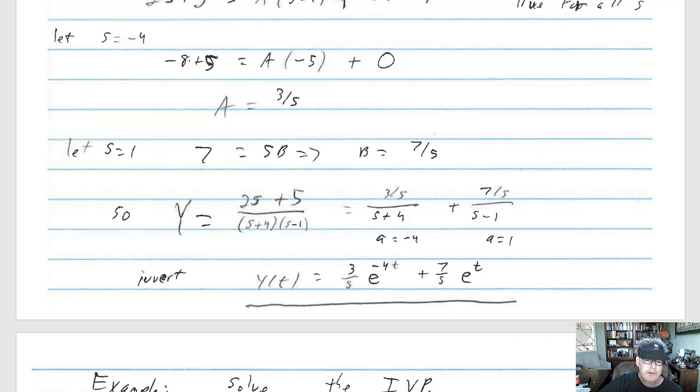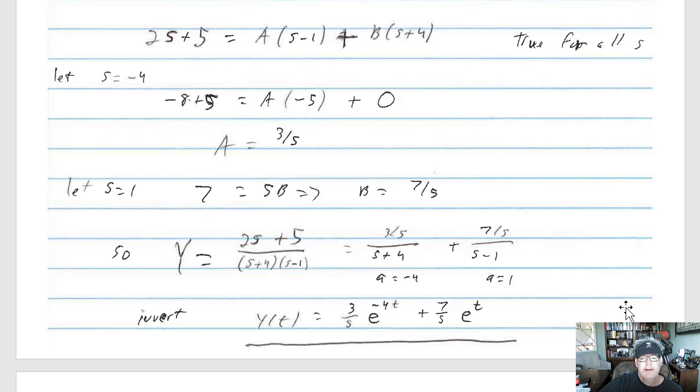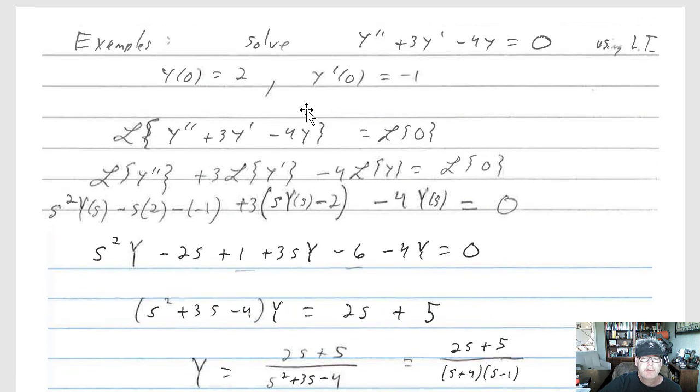So again, it solves the differential equation, and it's got the initial conditions, right? If I plug in 0, you get 10/5, which is 2. If you take the derivative, I'll get negative 12 plus 7 is negative 5 all over 5, so that'll be negative 1. So it's going to match my initial conditions. It would solve the differential equation.